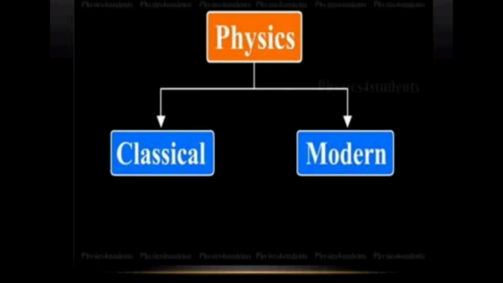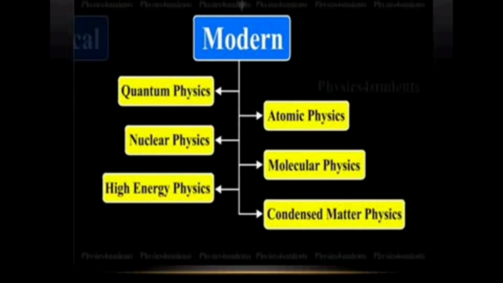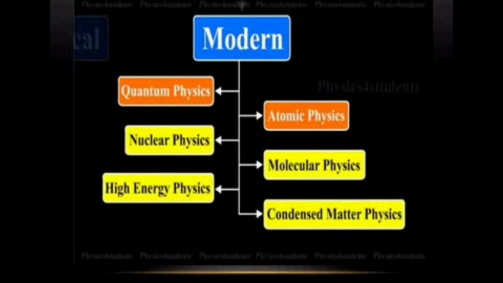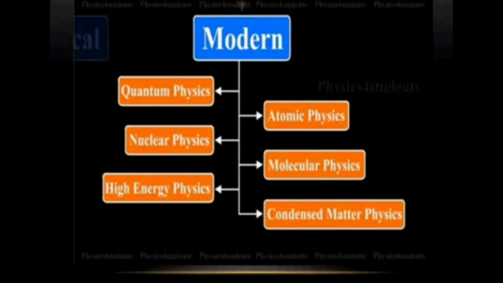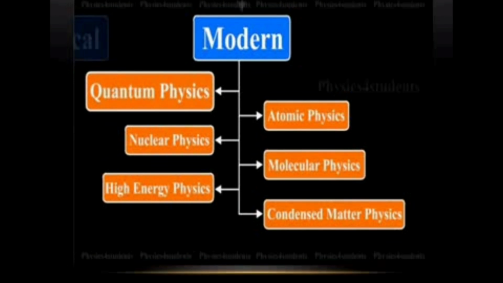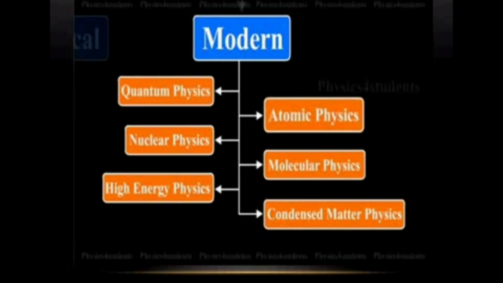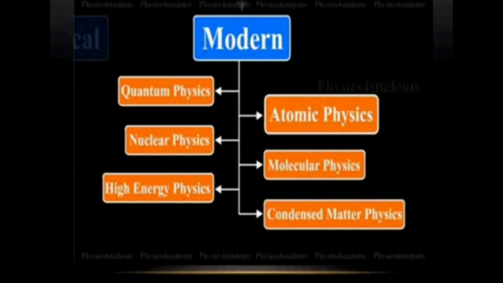Then the next thing is modern physics. Modern physics is classified into quantum physics, atomic physics, nuclear physics, molecular physics, high energy physics, and finally condensed matter physics. The first one, quantum physics, means the study of the discrete nature of phenomena at the atomic and subatomic levels.